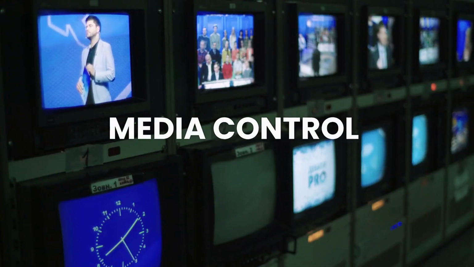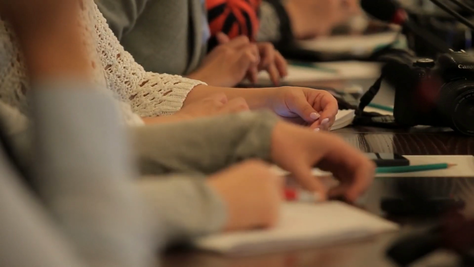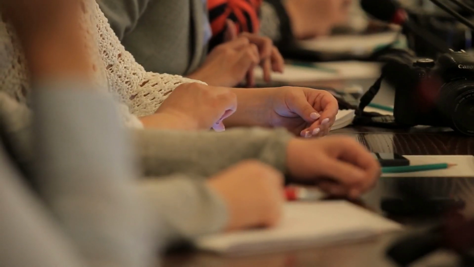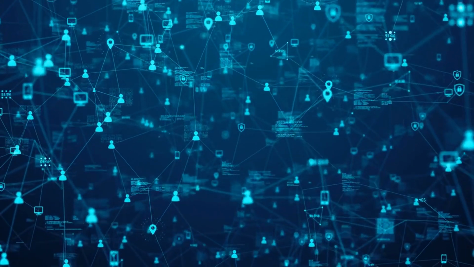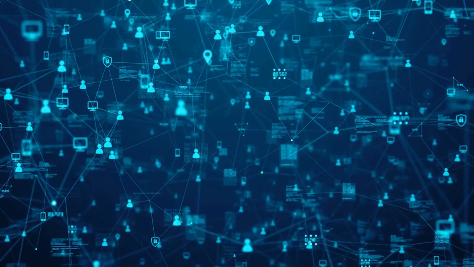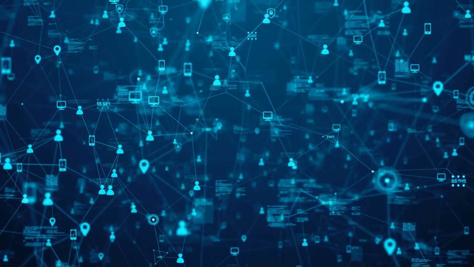Media control. Governments may manipulate citizens by controlling the media and censoring certain information. For example, in China, the government heavily censors and controls the media, including the internet, to prevent citizens from accessing certain information or dissenting views.